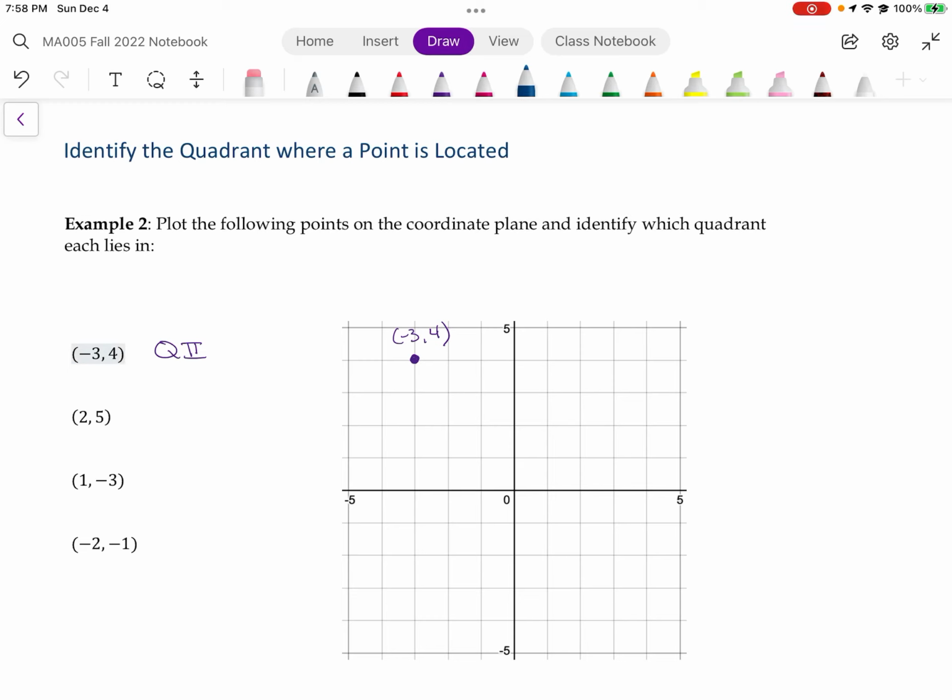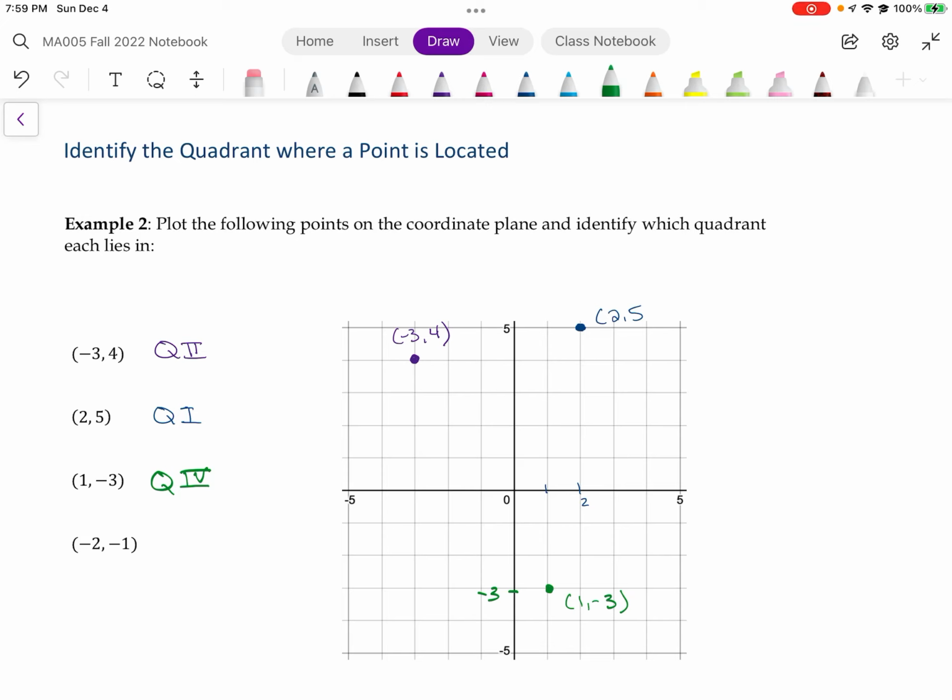All right, so 2, 5 would be right here. Got to count over 2. So there's 2, and then up to 5. So there's 2, 5, and it is in quadrant 1. All right, the next one, 1, -3, we would go to the right 1 and down to -3. That would be here. So 1, -3, and that is in quadrant 4.